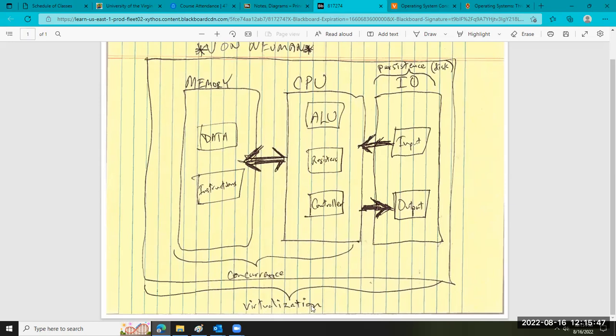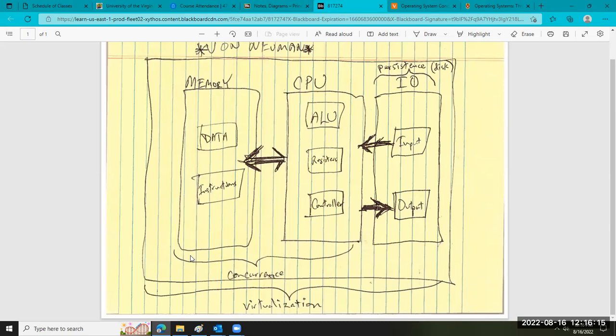Does everybody understand? That's why this bracket is drawn the way it is. Everything in the von Neumann model has something to do with virtualization. But look at the second bracket, concurrence. Concurrence is the second of the three primary functions of an operating system.